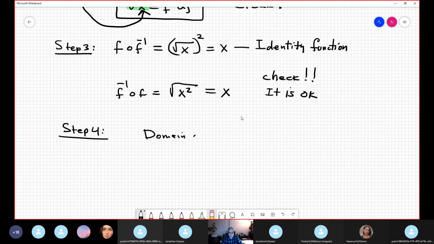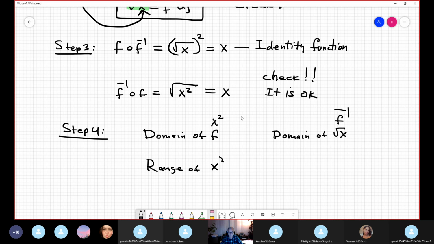I organize this like that. Domain of f. Who is f? F is x squared. No? Range of x squared. Domain of the square root, the inverse. This is the f. And range of the square root. Well, let me start with the domain of the original.